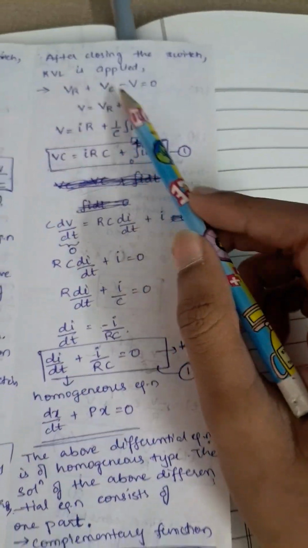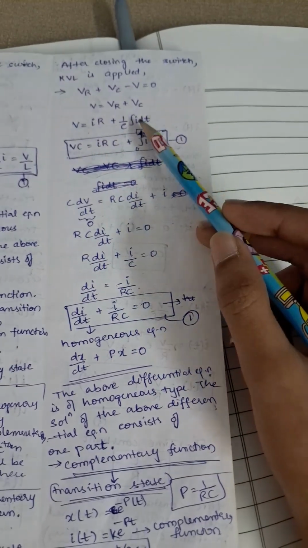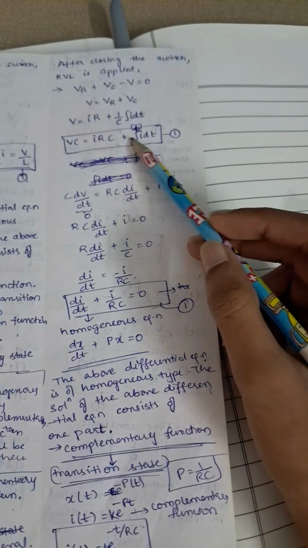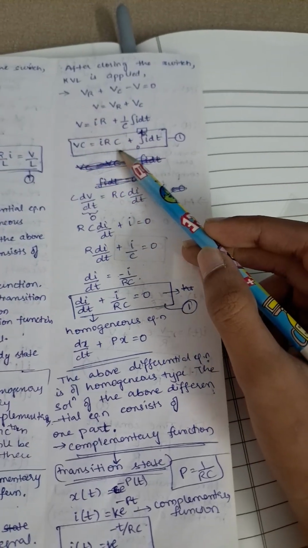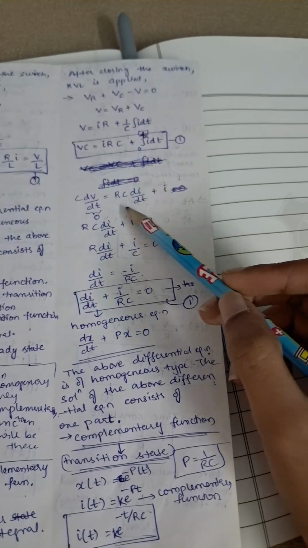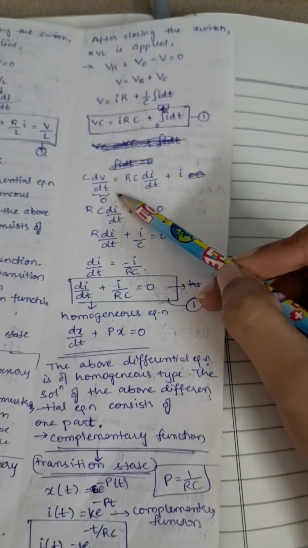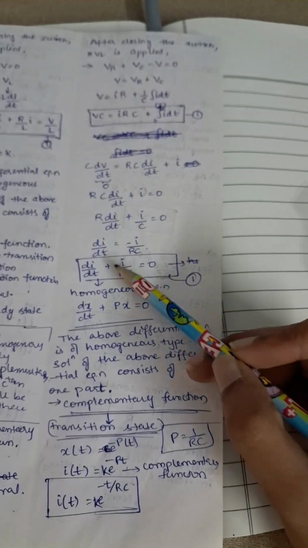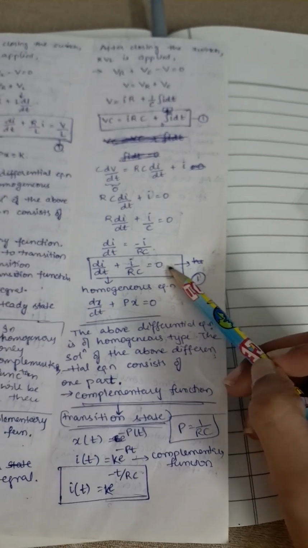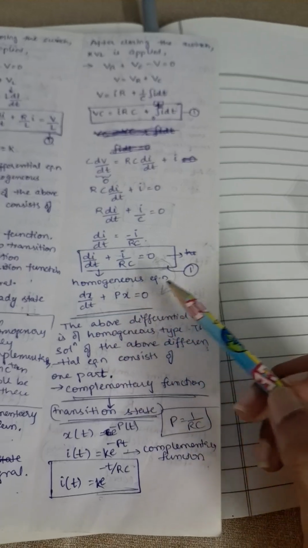Now apply KVL. You will get VR as IR, and VC is 1 by C integral I dt. So V is equal to IR plus 1 by C integral from 0 to t of I dt. Differentiate it, you will get I by C, and R differentiated gives dI by dt, and dV by dt is 0, because DC voltage means constant voltage. Now you will get dI by dt plus I by RC is equal to 0. This looks like a homogeneous equation, right? Because there is no constant: dx by dt plus Px is equal to 0.